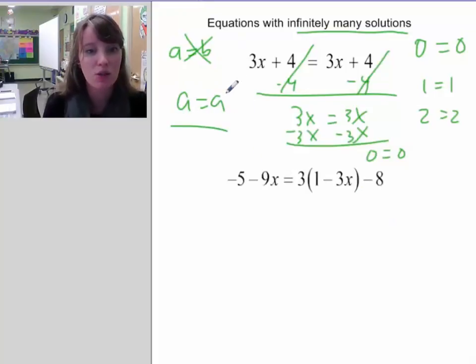When you get this, you know that the two expressions were equivalent on the left-hand and right-hand side of the equation, and that there are infinitely many solutions to this equation.